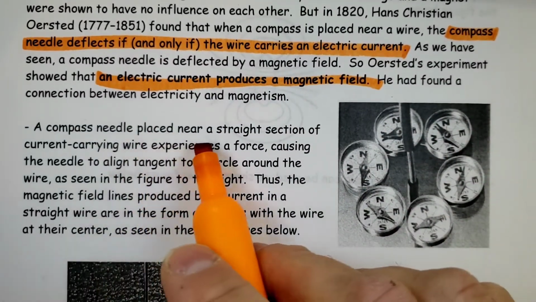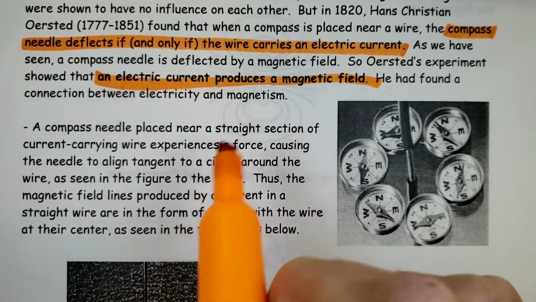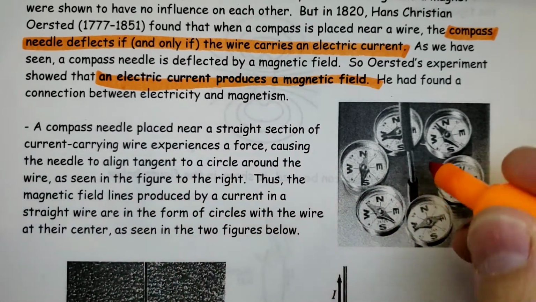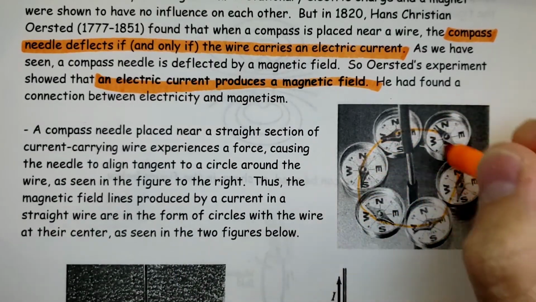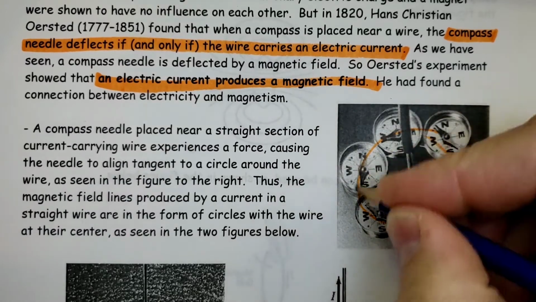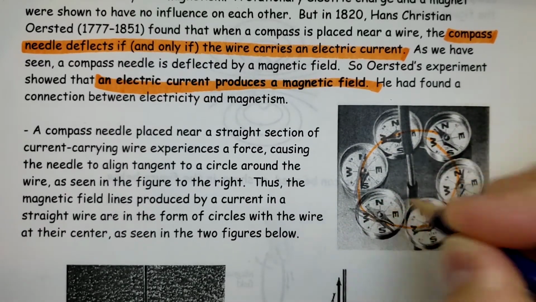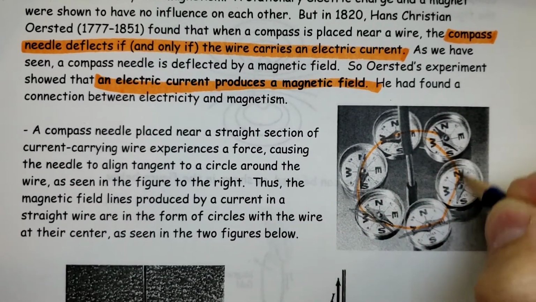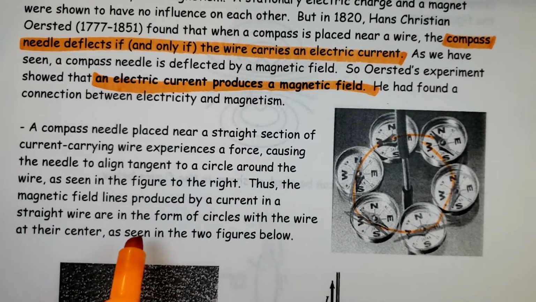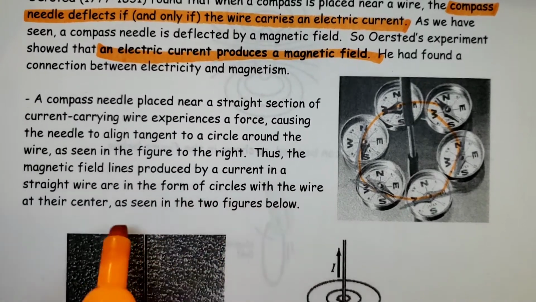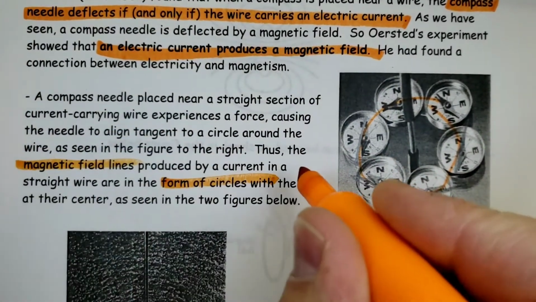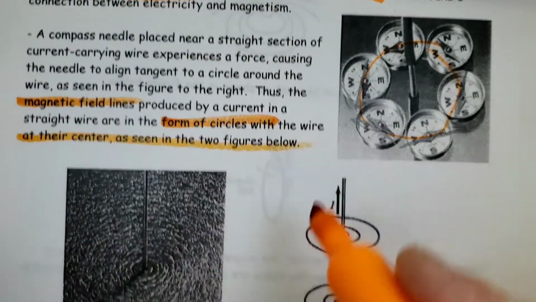A compass needle placed near a straight section of a current-carrying wire experiences a force, causing the needle to align tangent to the circle. So if you imagine this is a circle, each compass needle is tangent, hitting that circle at one point only, just like that. Thus, the magnetic field lines produced by a current in a straight wire are in the form of circles, with the wire at its center, as seen below.